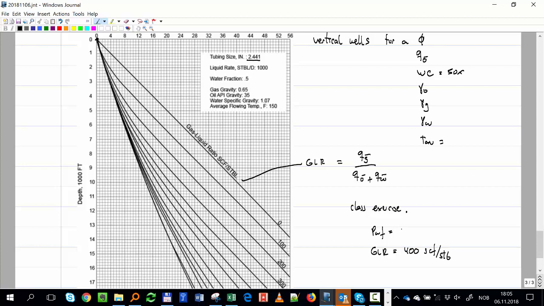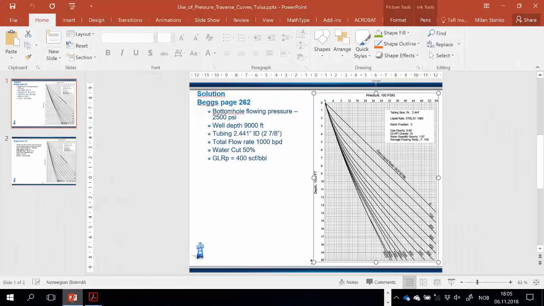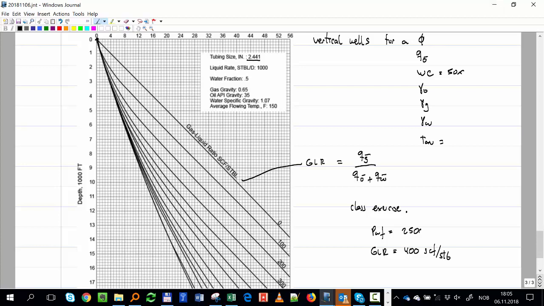PWF. How much is it? 2000? It's here, okay? 2500. Okay? 2500 psi. How much is the well depth? 9000 feet, okay? The true vertical depth of the well. And all the rest is the same. Okay? We have all the rest.